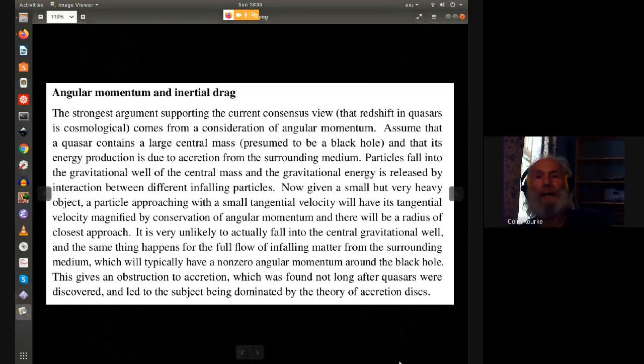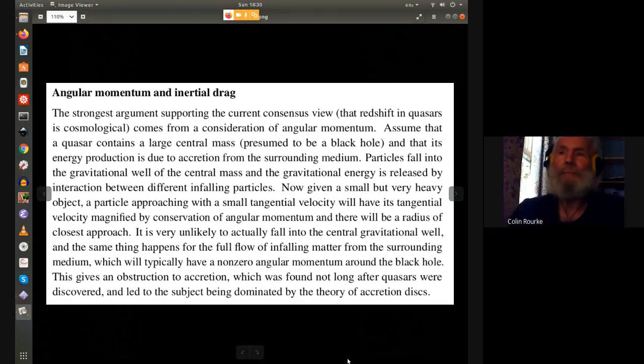Okay, now you have to understand why the consensus view is that redshift in quasars is cosmological. It comes from consideration of angular momentum. Assume that a quasar contains a large central mass, presumably a black hole, and that its energy production is due to accretion from the surrounding medium. Particles fall into the gravitational well, and the energy is released by interaction.